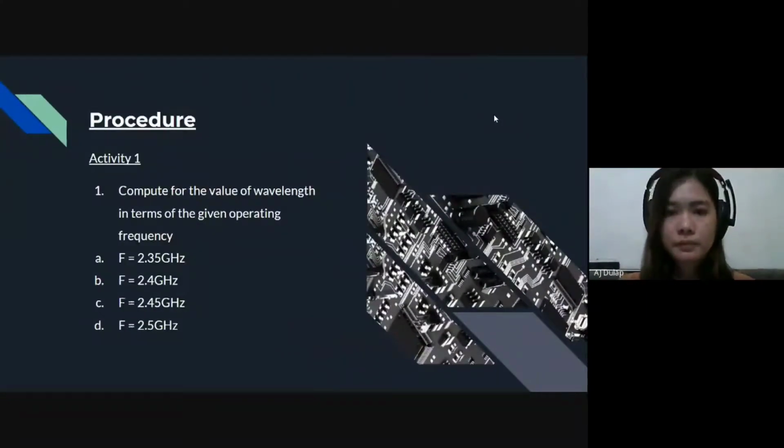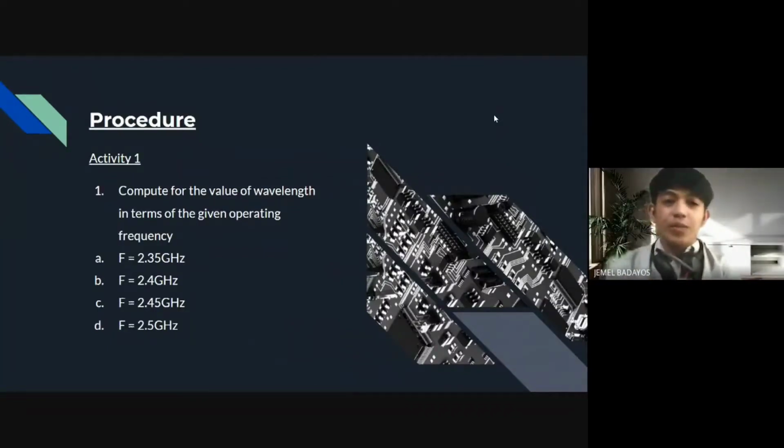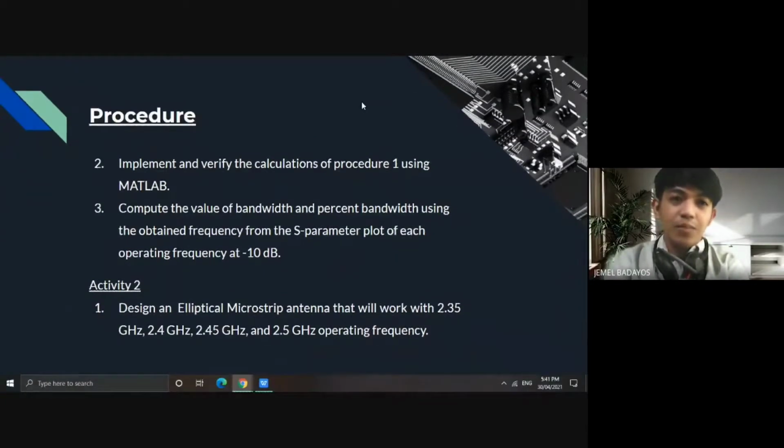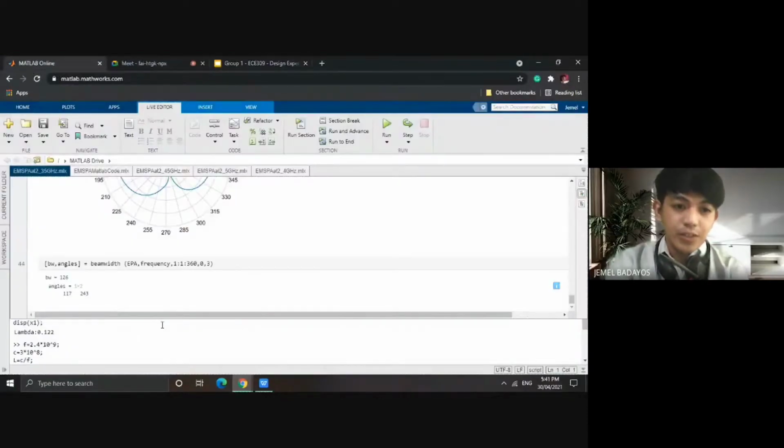For the procedure and simulation, on our first activity, we compute the values of wavelength in terms of different operating frequencies, which are 2.35, 2.4, 2.45, and 2.5 GHz. We also implement and verify the calculations of procedure 1 using MATLAB. To show you the implementation commands using MATLAB, here are the sample.